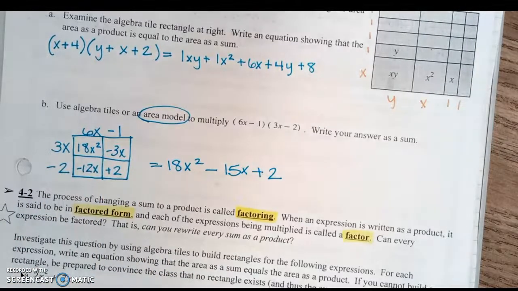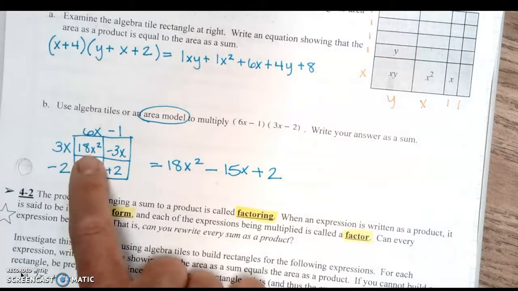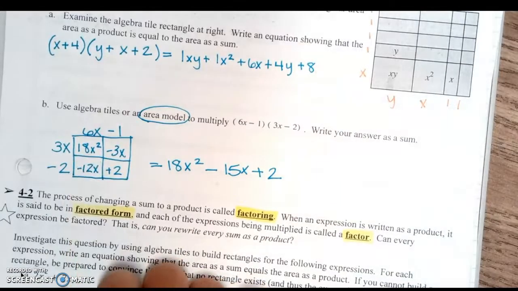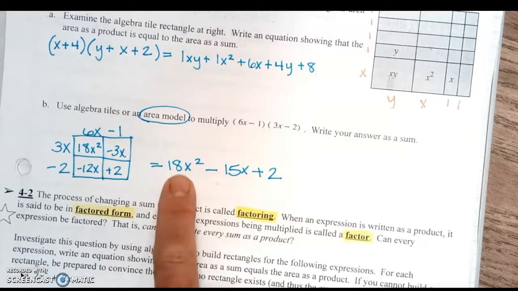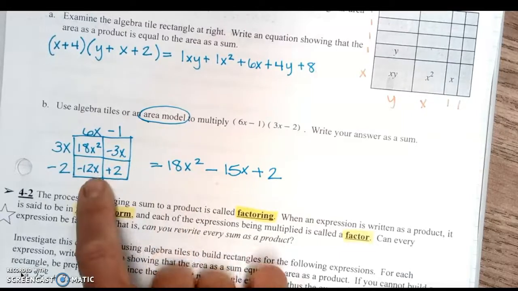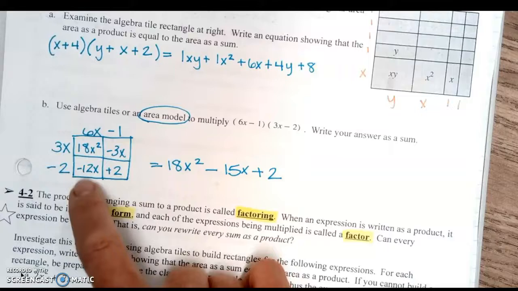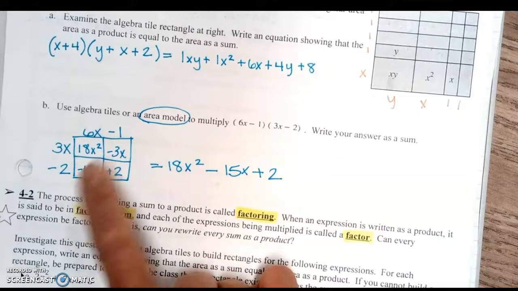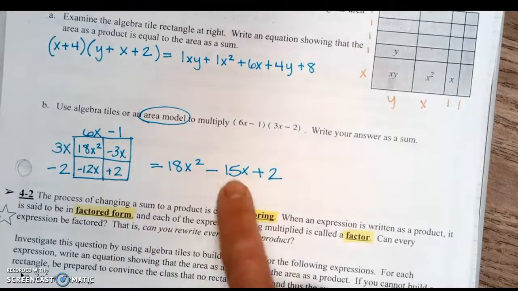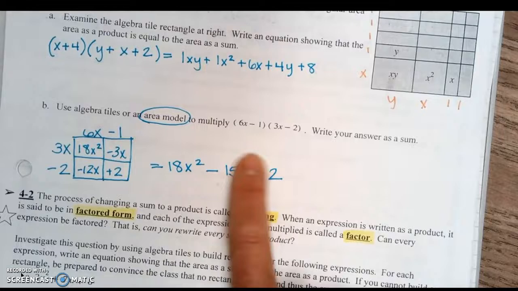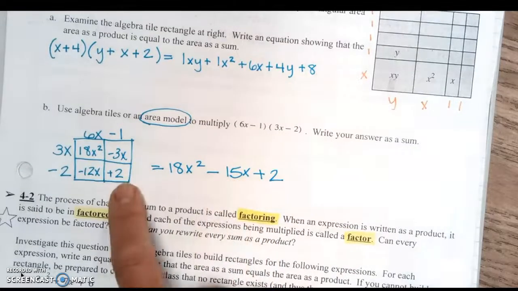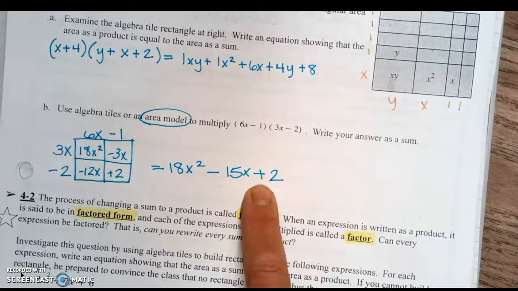And then I want to write my answer as a sum. So I look for any like terms. There's no other like terms with the 18x squared, so it stays by itself. But then I have these two, and they are like terms. The negative 12x and the negative 3x combine to get that negative 15x. And then the constant numeric term is just plus 2. Okay?